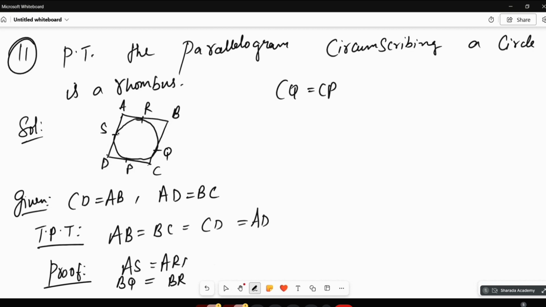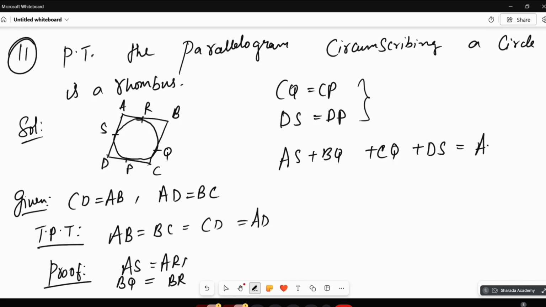Then from here DS is equal to DP. What we did earlier, same thing. So what is the reason? Tangents drawn from external points are equal. Okay. So add everything, what will you get? AS plus BQ plus CQ plus DS is equal to AR plus BR plus CP plus DP.